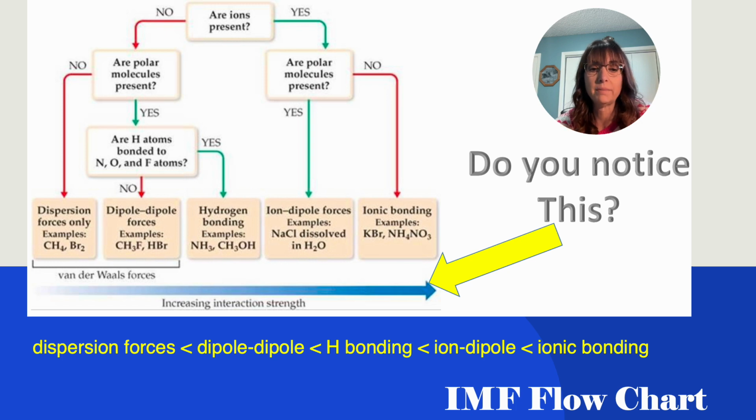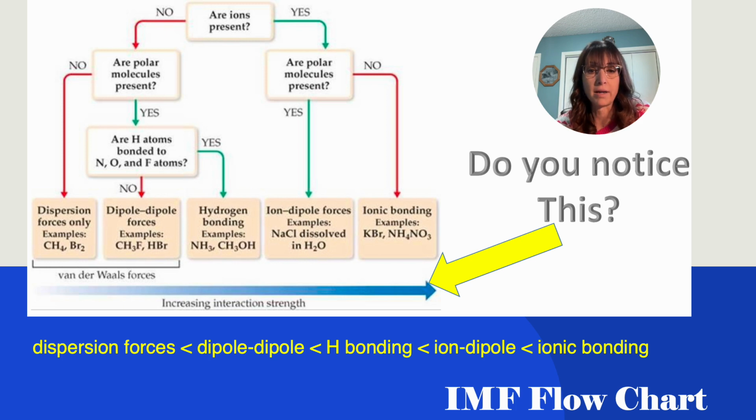Methane, CH4, and a bromine molecule, Br2. But let's go back up. What if there are polar molecules? Well, are H atoms bonded to N, O, or F? If the answer is no, you only have dipole-dipole forces. And again, they give you some examples. If there are H atoms bonded to N, O, or F, you have hydrogen bonding. And they give you some examples there. You have ammonia, NH3, and methanol, CH3OH. Go back to the top.